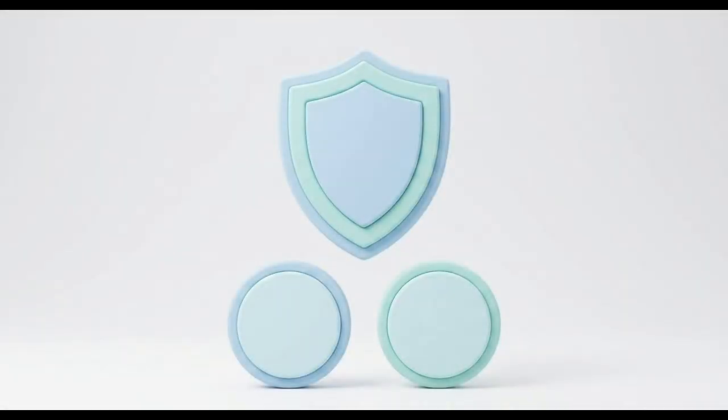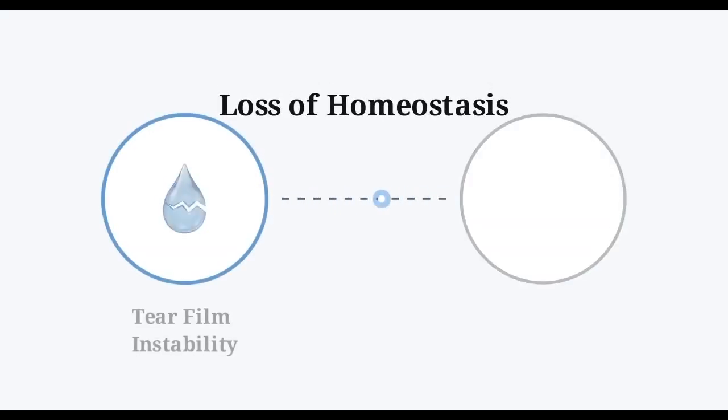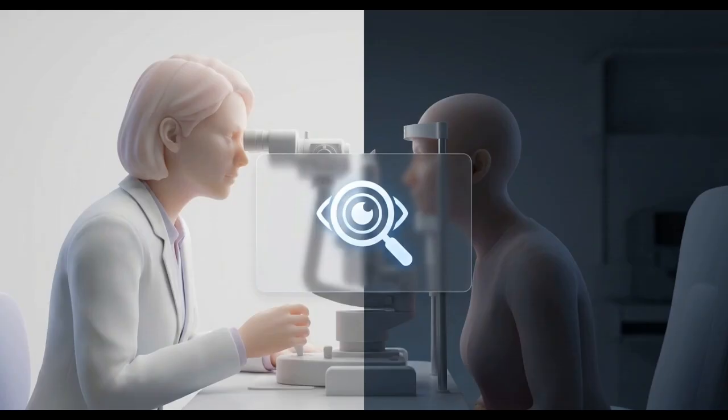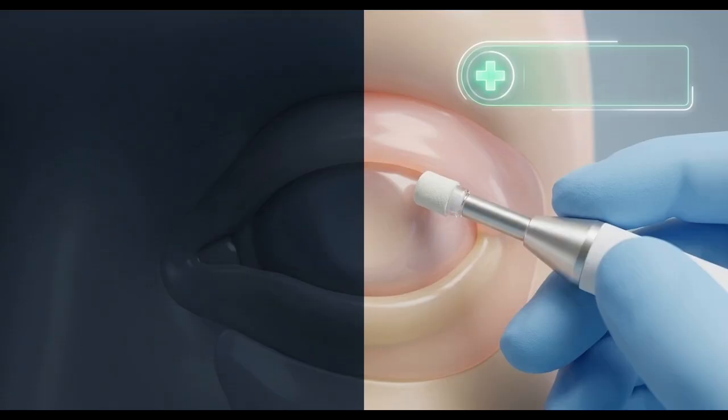The TFOS DEWS 3 definition of dry eye disease centers on two primary mechanisms: a loss of homeostasis resulting in tear film instability and ocular surface inflammation. In this tutorial, you will master two clinical objectives: establishing an objective diagnosis of Meibomian gland dysfunction and physically treating that dysfunction using BlephEx eyelid debridement.